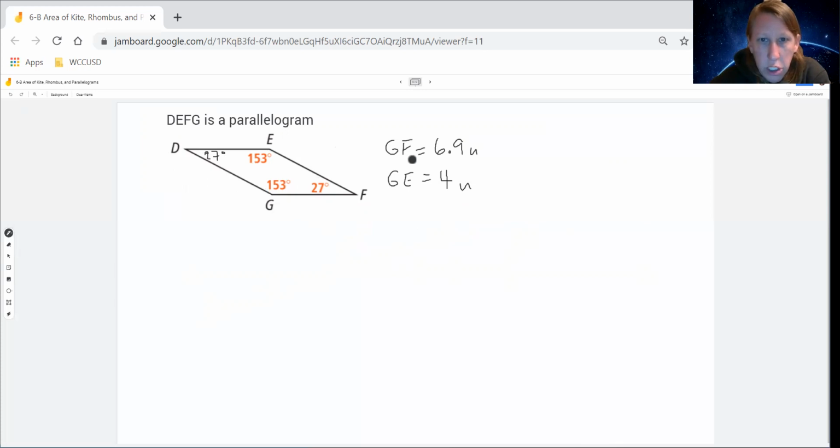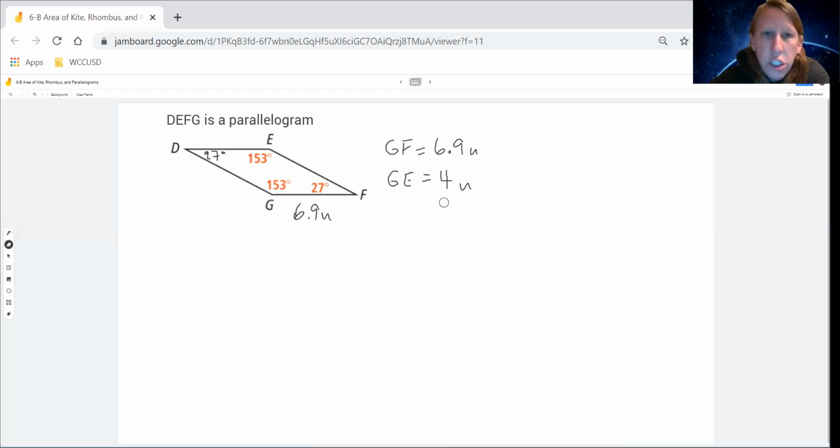So from G to F is 6.9 units. I'm going to redraw that over here. One really common mistake people make with parallelograms is they would figure out maybe this is 12 units, and then it's like, oh, it's like a rectangle, I can multiply these together. No, that's a trick question. The only reason we need that is if we're trying to find perimeter. So that would be just there to trick you.